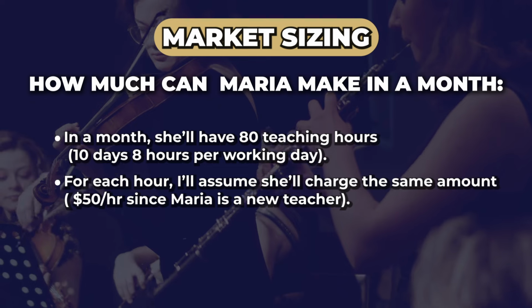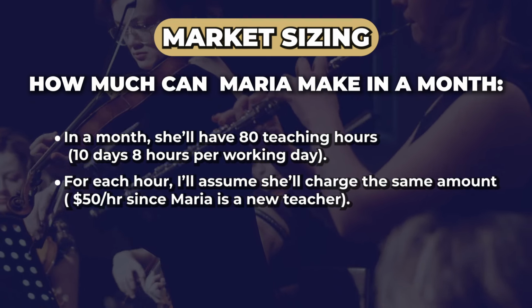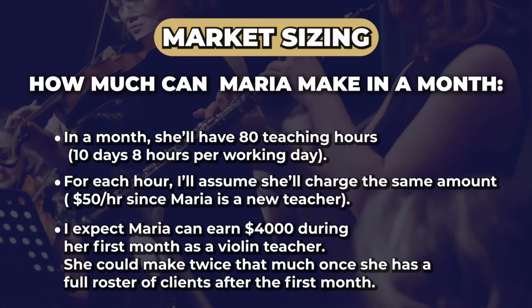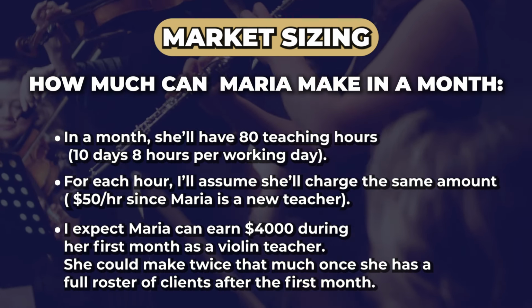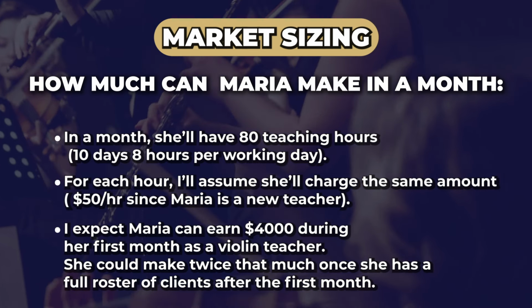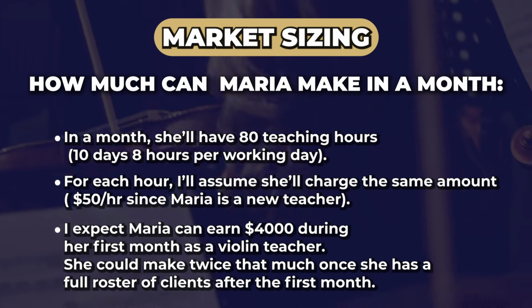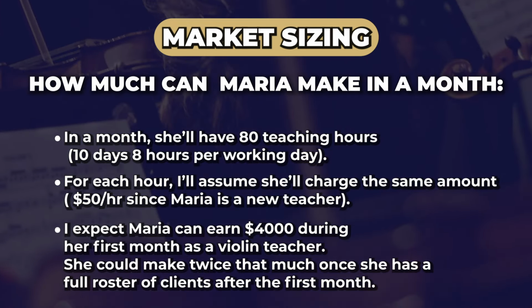So I'm going to assume that Maria will also be able to charge $50 an hour, since Maria will be considered a new teacher. So I'm going to take her hourly rate of $50 and multiply it by the number of teaching hours, which we said already is going to be 80 hours per month. When I multiply the two together, I get $4,000. So I would expect Maria to earn about $4,000 during her first month as a violin teacher.